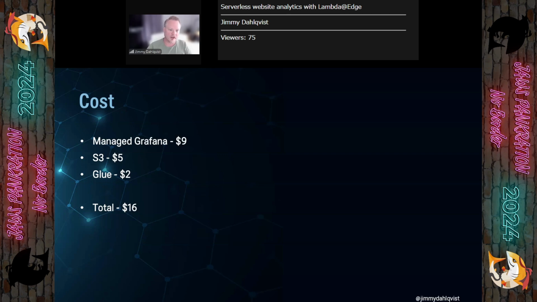The total cost of running this solution, which could be interesting, is that the Managed Service for Grafana is the most expensive part. It's a fixed cost of $9 per month per user. Since I'm only one user, I pay $9 per month. S3 costs around $5, and that's mainly for API calls, GET and PUT, since I get a lot of different objects and have a lot of readers. Glue costs around $2 per month to index my information. Lambda, Step Functions, and EventBridge don't even show up on the invoice. It's $0. So the total cost of running the solution is around $16 per month.